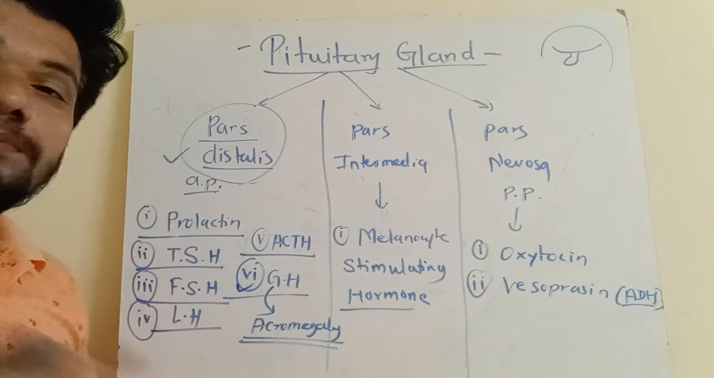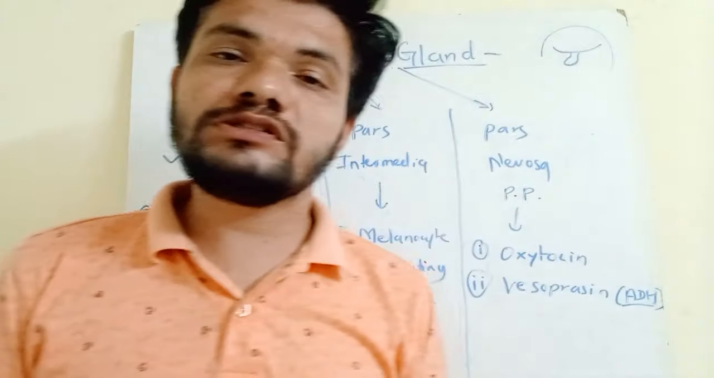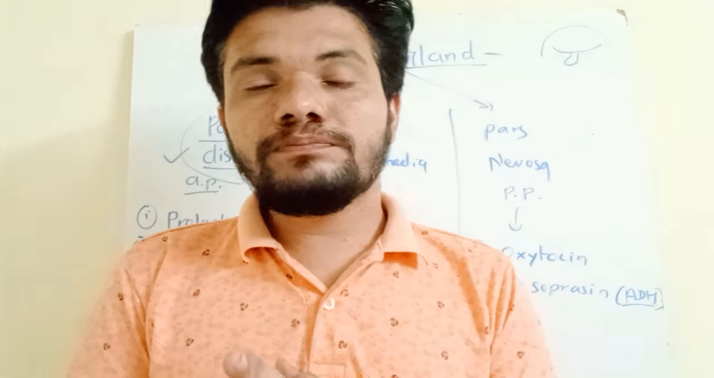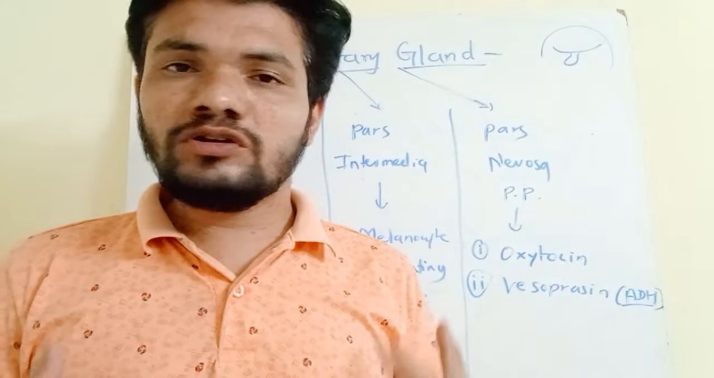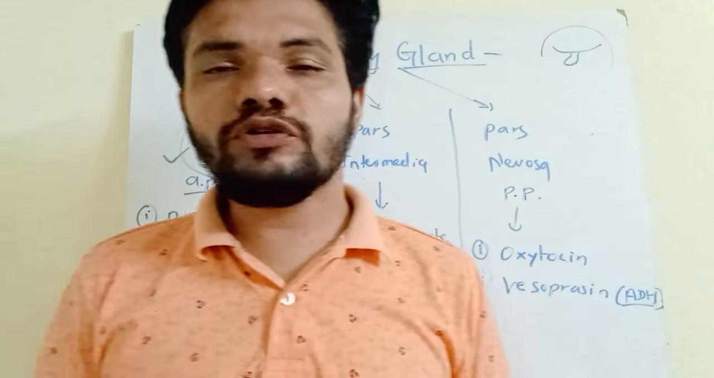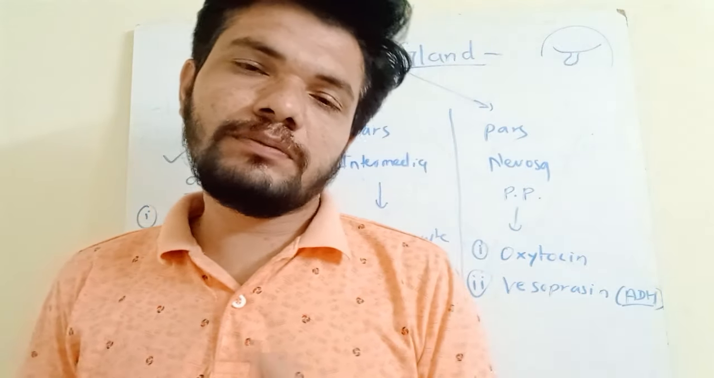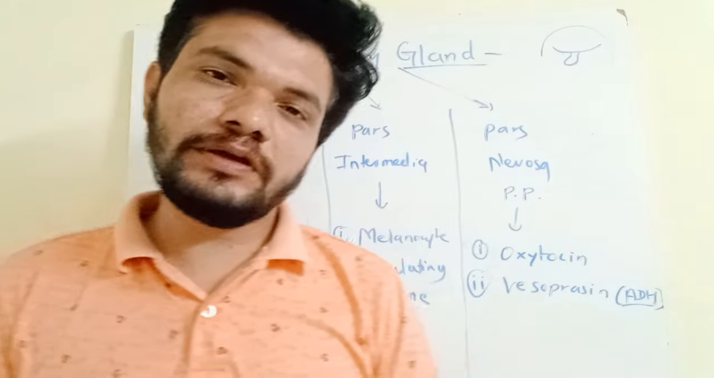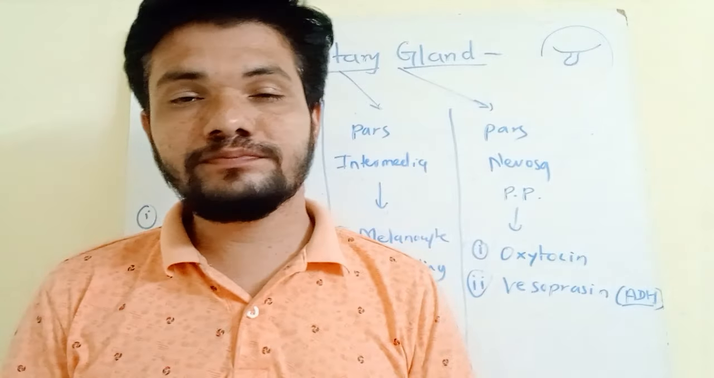Then prolactin is a hormone which is responsible for the growth of the mammary glands. Mammals have mammary glands which produce milk after the parturition or delivery of the baby for the nourishment of the baby.